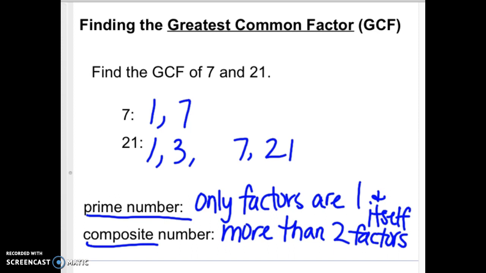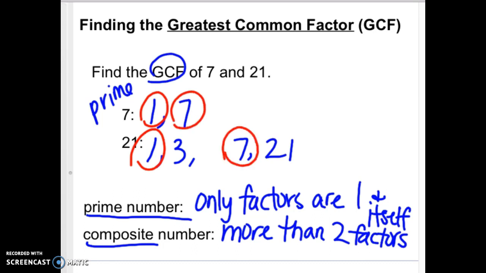Even though this number is prime, we can still find the GCF. They both have a 1 in common, and they both have a 7 in common. So in this case, the largest number is 7. So the GCF is 7.